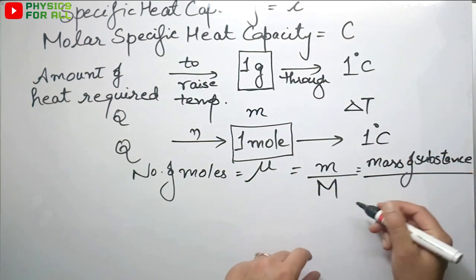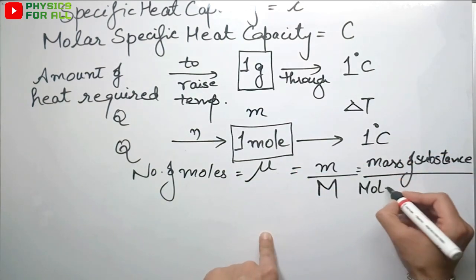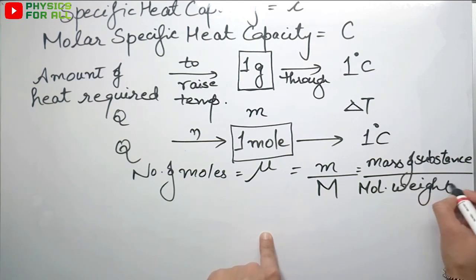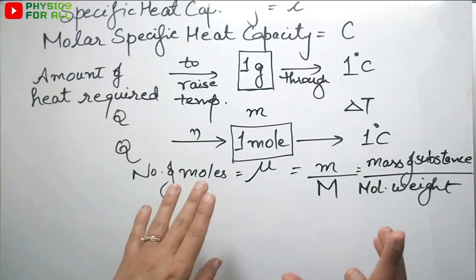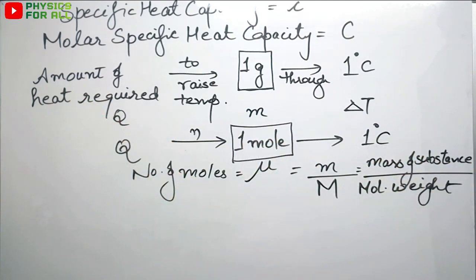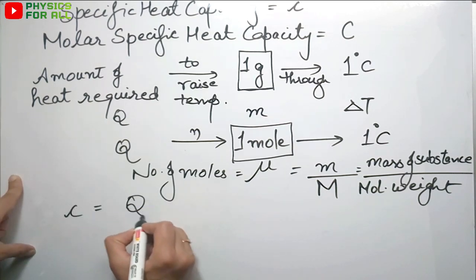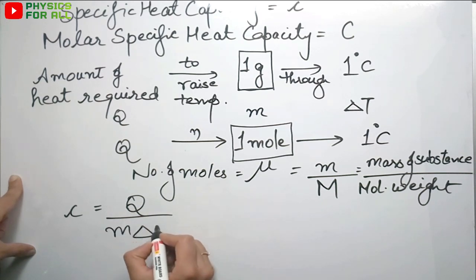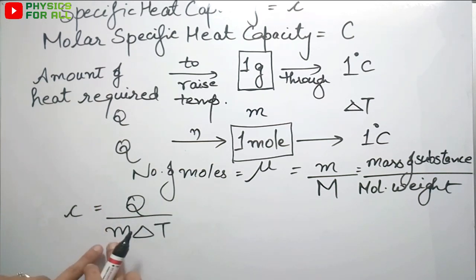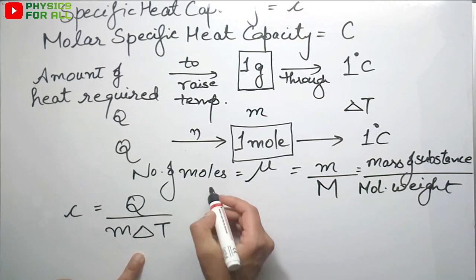But now this mass of substance, when we divide it by the molecular weight of substance, this gives us the number of moles. And we require molar specific heat capacity as the amount of heat to raise the temperature of 1 mole of substance through 1 degree Celsius. So now here, specific heat capacity is denoted by small letter c and molar specific heat capacity by capital letter C. So small c, the formula goes like Q upon m delta t, the amount of heat required to raise the temperature of 1 gram of substance through 1 degree Celsius.